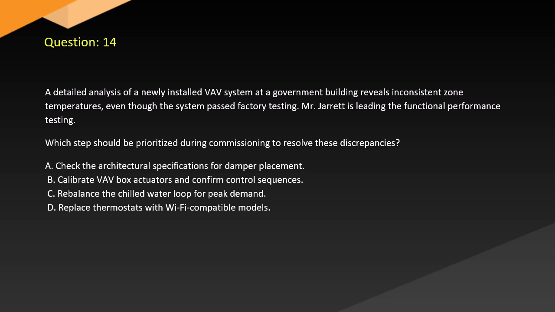A. Check the architectural specifications for damper placement. B. Calibrate VAV box actuators and confirm control sequences. C. Rebalance the chilled water loop for peak demand. D. Replace thermostats with Wi-Fi compatible models.